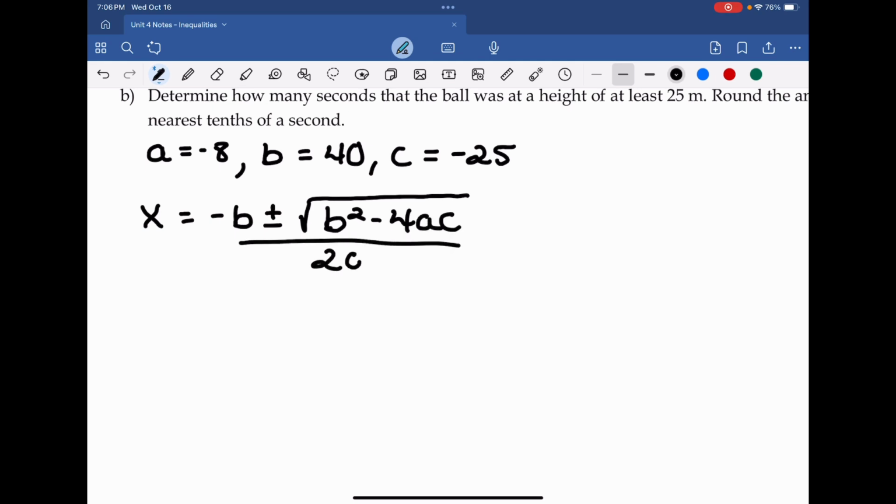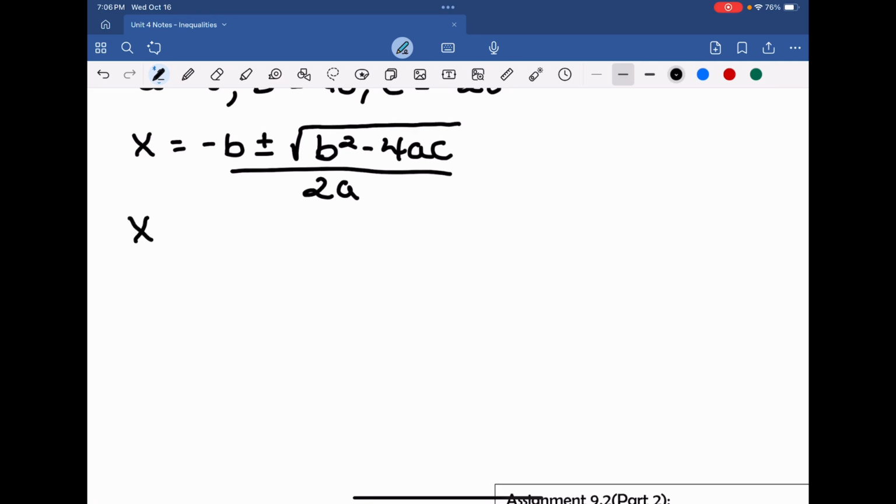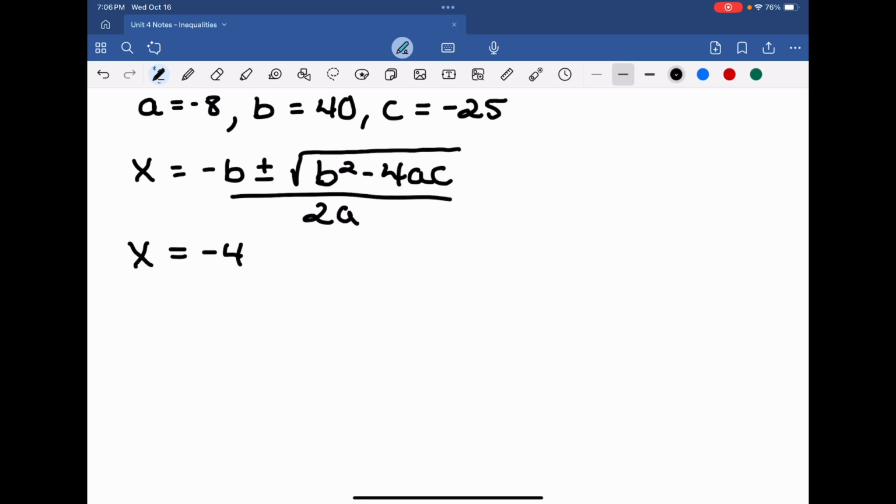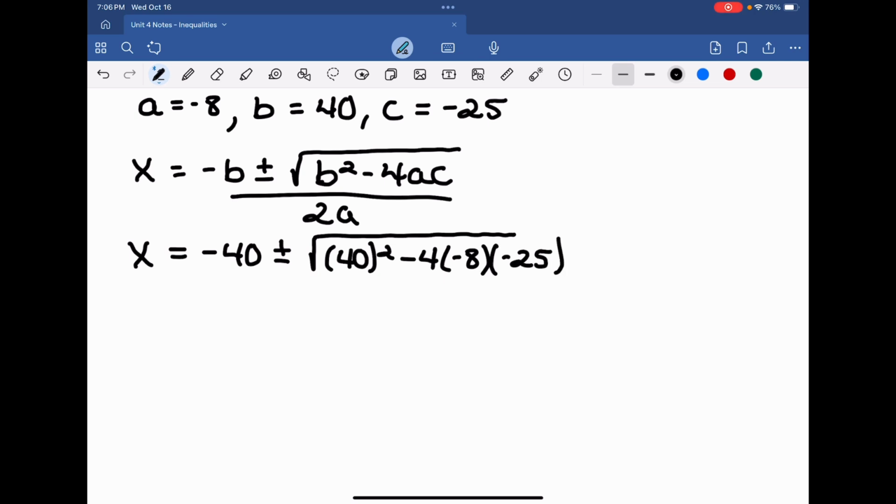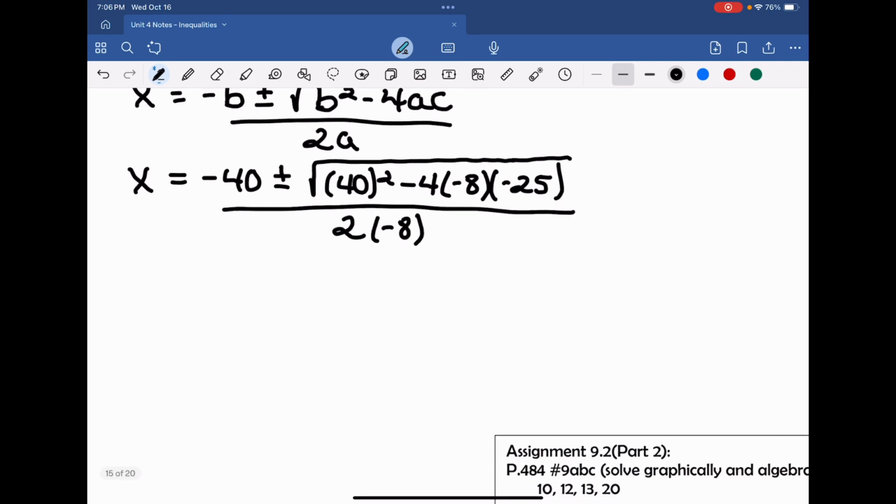It's negative b plus or minus the square root of b squared minus 4 times a and c, all over 2a. Okay, plugging in the values here, we get x is equal to negative b, which is the negative 40, plus or minus the square root of 40 squared, and then minus 4 times a, which is negative 8, times c, which is negative 25. Perfect. All divided by 2 times the a value, which is 2 times negative 8.